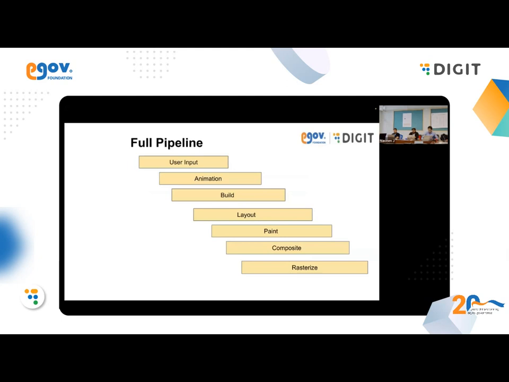And now we are going through the pipelines. The full pipeline is displayed here. Let us take an example of any app. As soon as you click on an app icon, that is ideally taken as a user input, and above that there might be some animations going on. On tapping of it, there might be building of certain screens, or opening a pop-up or a button. That is ideally called a build.